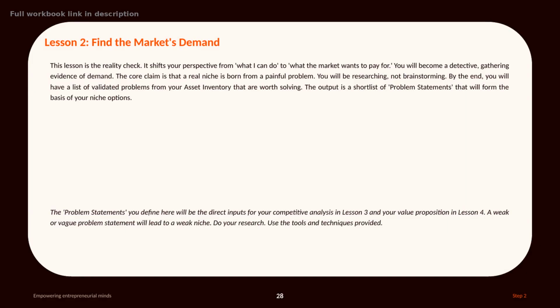This lesson is your reality check. It shifts your focus from what I can do to what the market actually wants to pay for. You're becoming a detective here, gathering evidence instead of brainstorming ideas, because the core claim is that a real niche is born from a painful problem, not a clever idea. Back in Lesson 1, you wrote out your personal asset inventory and circled your zone of genius skills. Now you're going to hold each of those skills up against real evidence of demand. By the end, you'll have a short list of validated problems worth solving, and the output for this lesson is your validated problem statements, 3 or 4 of them, backed by actual data, not your gut.